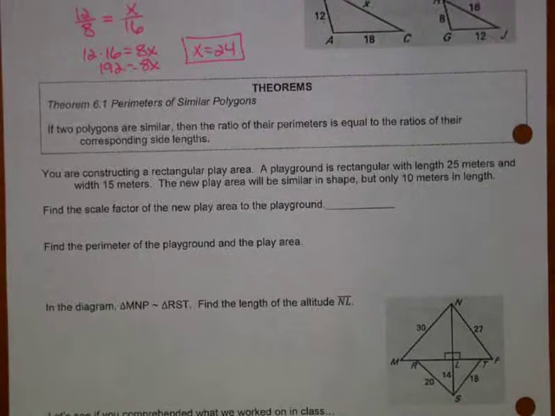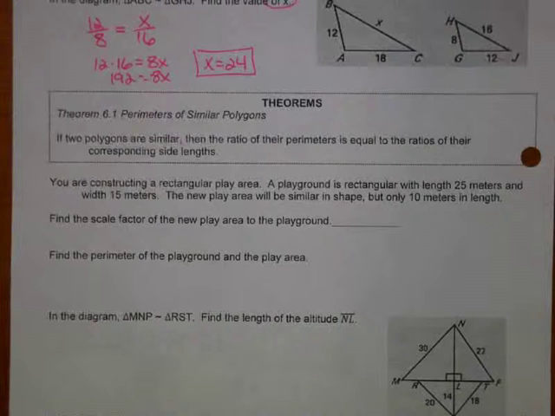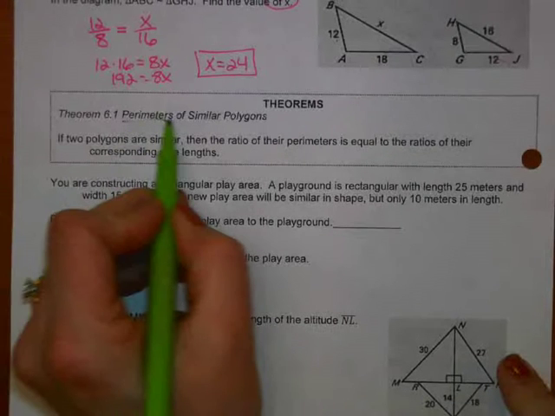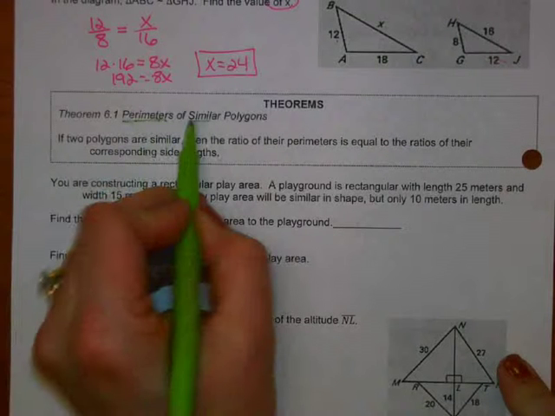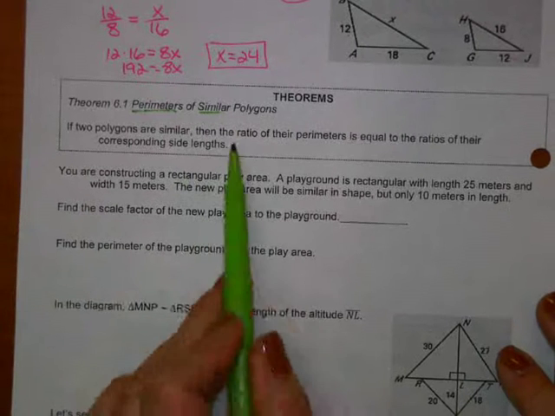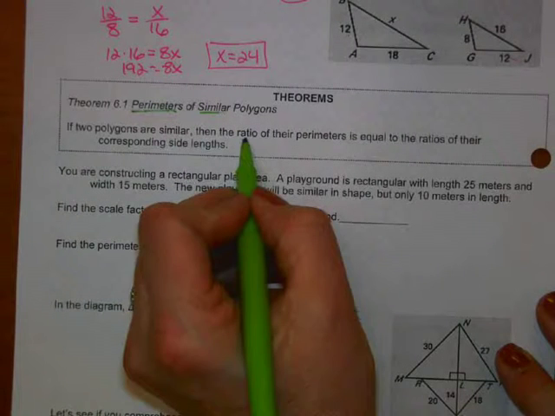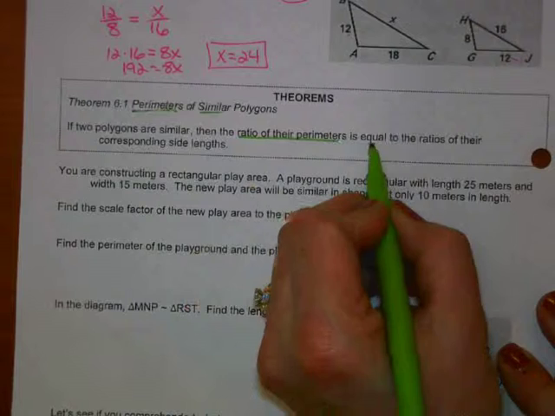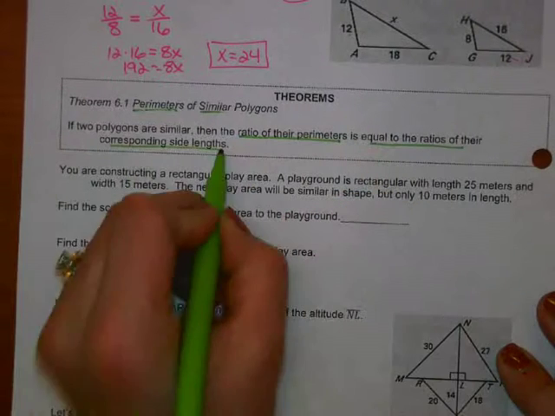All right, here we go. One more thing. Perimeters of similar polygons. If two polygons are similar, then the ratio of their perimeters is equal to the ratios of their corresponding side lengths.